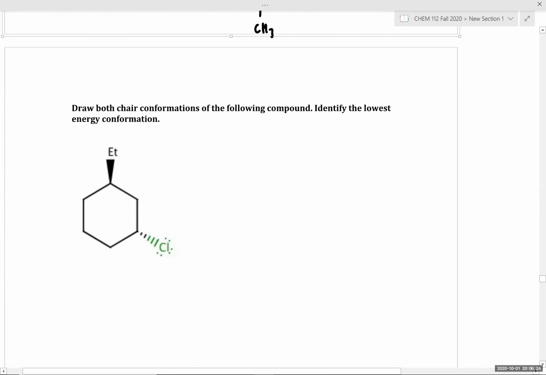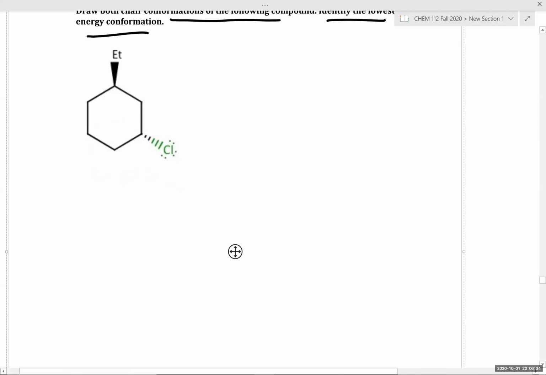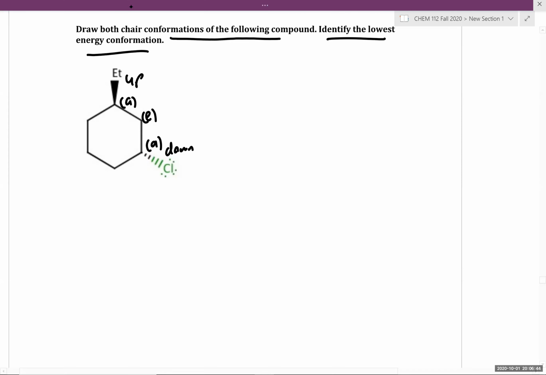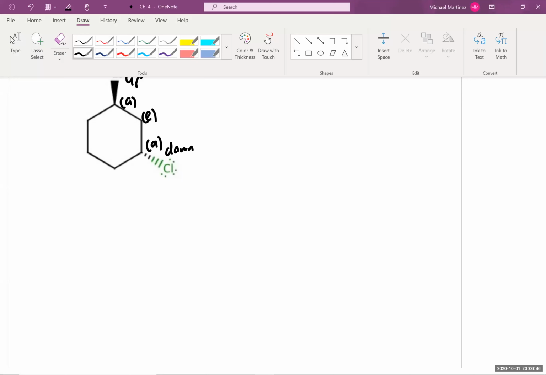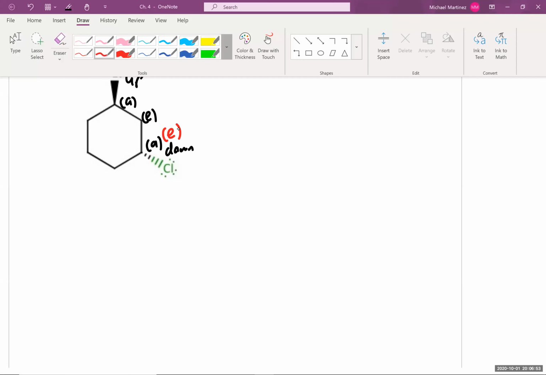And let's draw both chair conformations of the following compound and identify the lowest energy conformation. Okay, so to start off, this ethyl group is up, this chlorine is down. So I'm going to write my initial labels: axial, equatorial, axial. And then since the chlorine is dashed instead of wedged, it has the opposite label of equatorial.